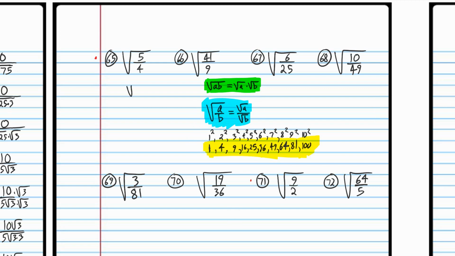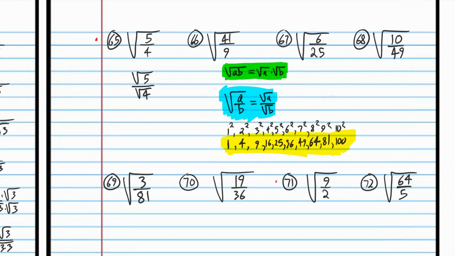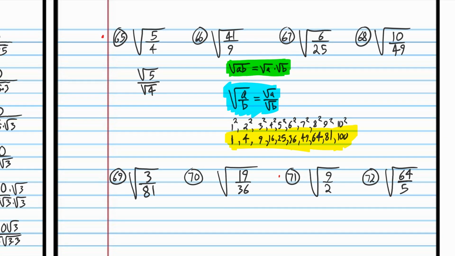So I'm going to make this root 5 over root 4. And of course root 4 just happens to be a perfect square, so I end up with root 5 over 2. There's nothing we can do with the root 5 because 5 is not a perfect square, but root 4 would be 2.